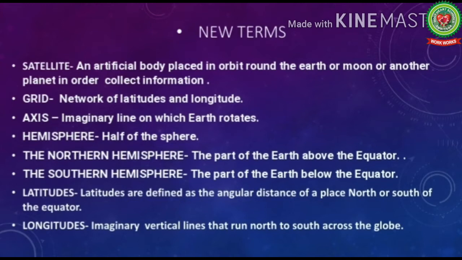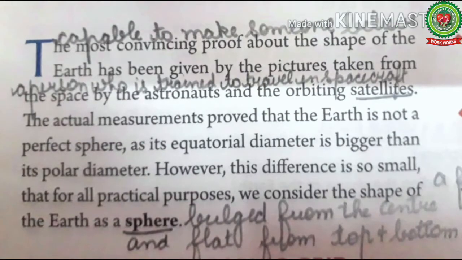Number 5. The northern hemisphere, the part of the earth above the equator. Number 6. Southern hemisphere, the part of the earth below the equator. Number 7. Latitudes. Latitudes are defined as an angular distance of a place north or south of the equator. It can also be defined as imaginary horizontal lines running from east to west across the globe. Last, we have longitudes. These are the imaginary vertical lines that run north to south across the globe.